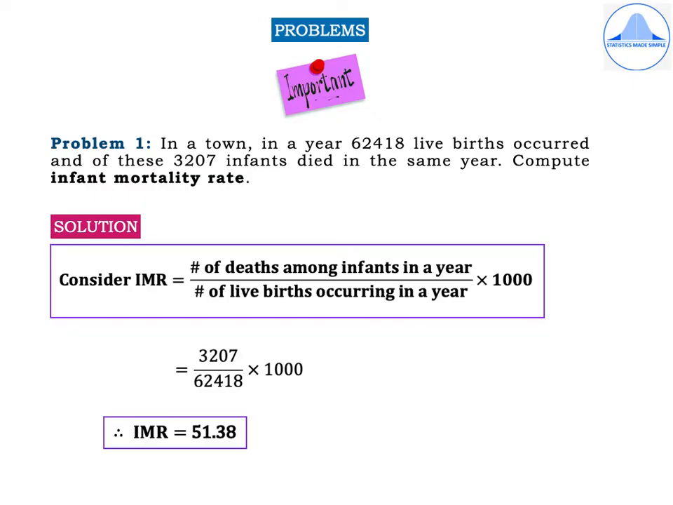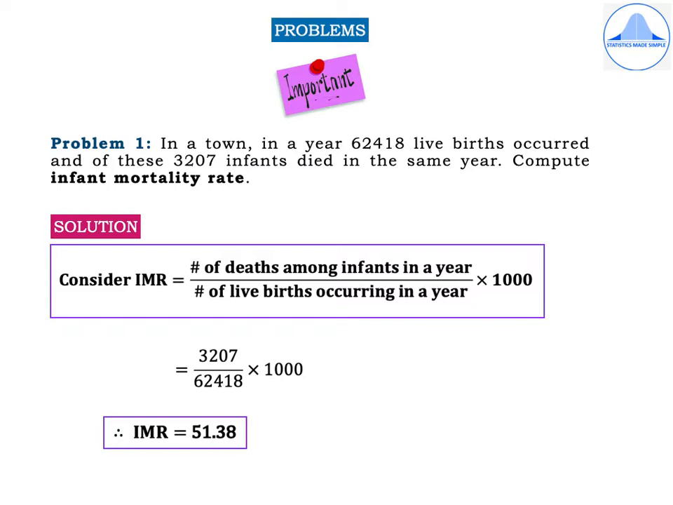Problem 1. In a town in a year, 62,418 live births occurred, and of them, 3,207 infants died in the same year. Compute infant mortality rate. For the solution, write the formula for IMR, which is equal to number of deaths among infants in a year divided by number of live births occurring in a year into 1000.